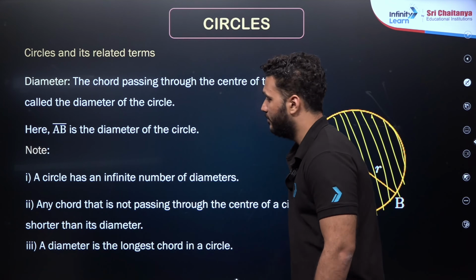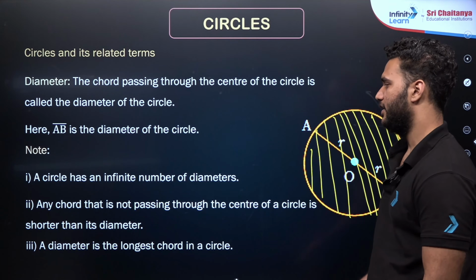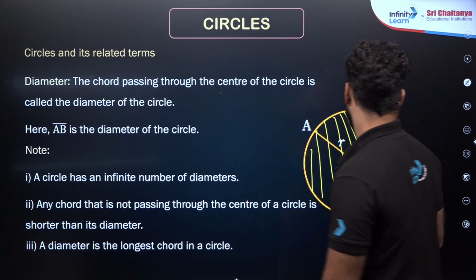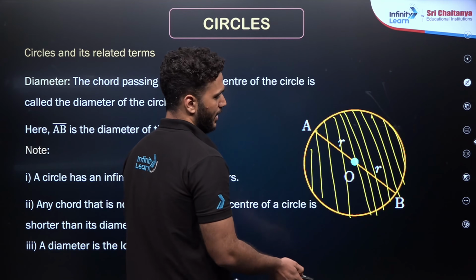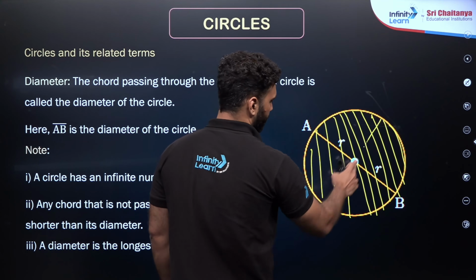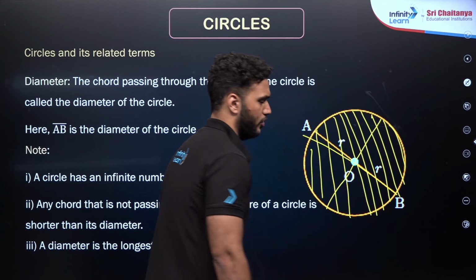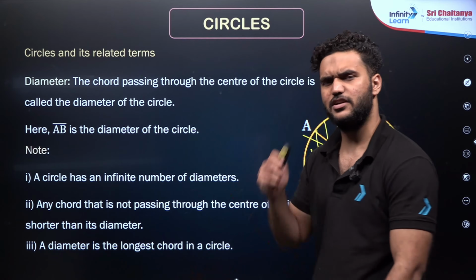Now next, a circle has an infinite number of diameters. I can make infinitely many lines which pass through this single point. Infinitely many lines are possible which pass through the center. Center is just a point.